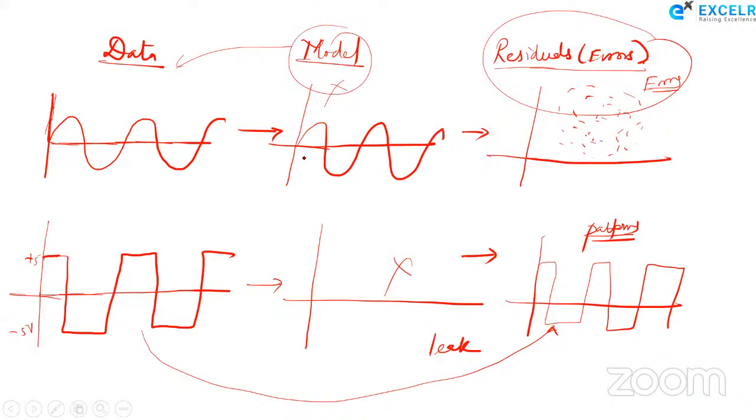If your model would have successfully captured the pattern, there will be nothing that will be leaked into the errors. The errors will contain no information, no patterns. But if the model is not able to capture the pattern, then the patterns will get leaked into the errors. And that is the reason it is important to study the residuals or the errors.